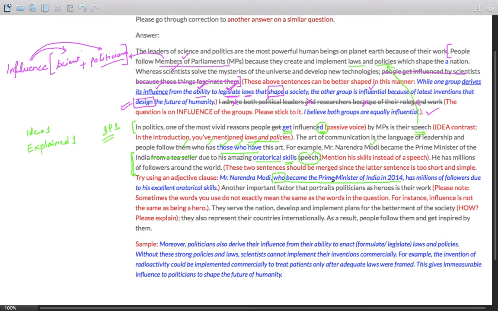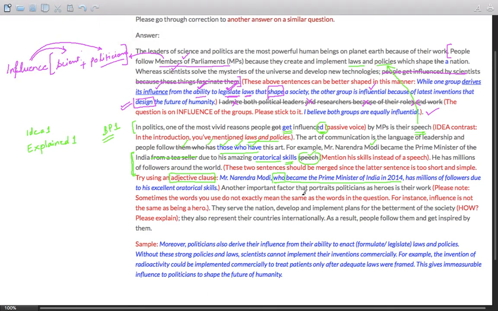Now, adjective clauses are not part of the main sentence. They are extra information that you wish to convey. So the main sentence is Mr. Narendra Modi has millions of followers due to his excellent oratorical skills. But you want to give additional information about Mr. Modi. So, who became the Prime Minister of India in 2014? This is additional information. This is how you use an adjective clause. If you have any doubt, please feel free to email me.